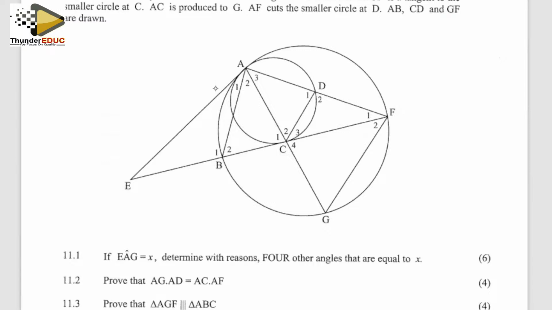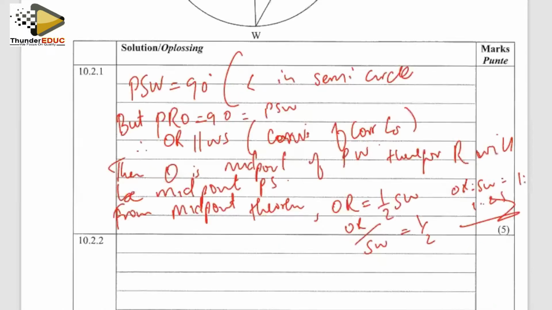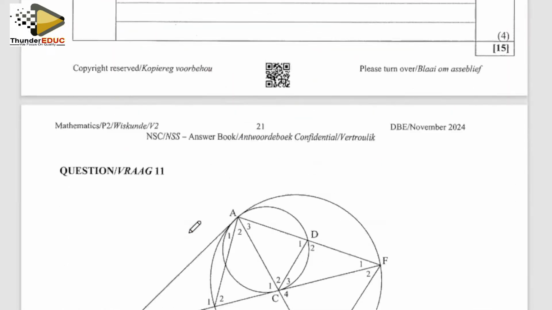Question 11. In the diagram, A, B, G, F lie on a larger circle. A smaller circle is drawn to touch the larger circle internally at A. A is a common tangent to both circles. That's a tangent, the smaller circle is produced, and all of that is drawn. Can we determine with reasons four other angles? That's 6 marks. Let's see.